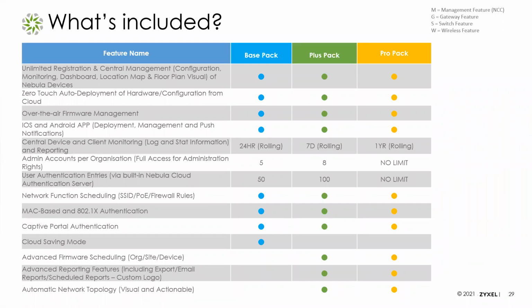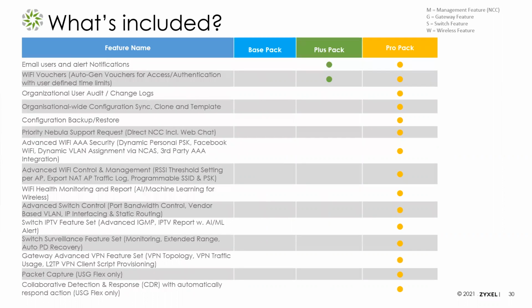It's a really nice tool if you're using UTM features, and it helps resell those licenses when they come up, so you can show them, here's what's been going on. We offer an automatic network topology view where we will automatically generate a chart showing you which devices are plugged into which other devices. I have a slide coming up which shows you what that looks like. If you want to get email alerts when devices go offline, you need the Plus or the Pro Pack.